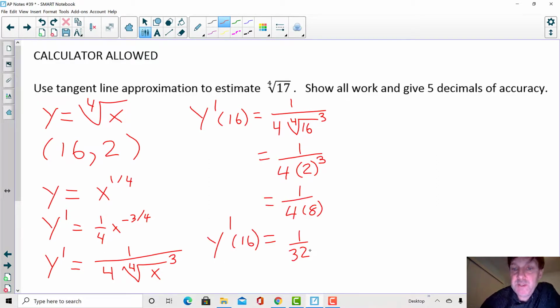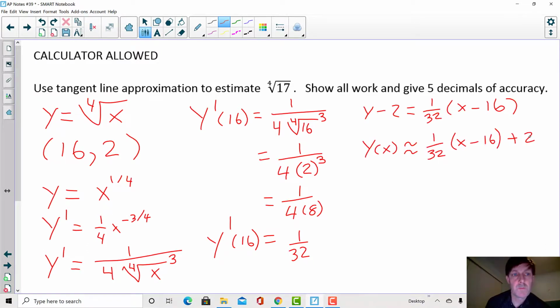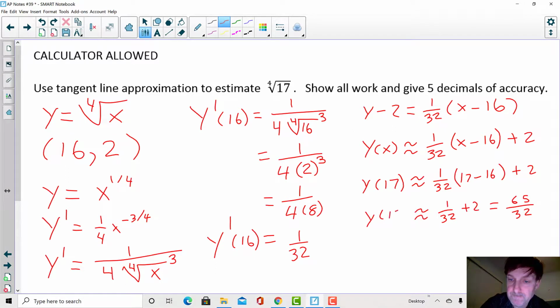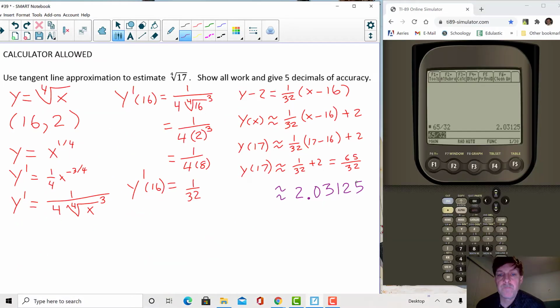Now we can do the equation of our tangent line. Add 2 to both sides. And now we can use this tangent line to approximate the fourth root of x function when x is 17. So our estimate ends up equaling 65/32. Let's see how close that is to the real value. That's what we got for our estimate.